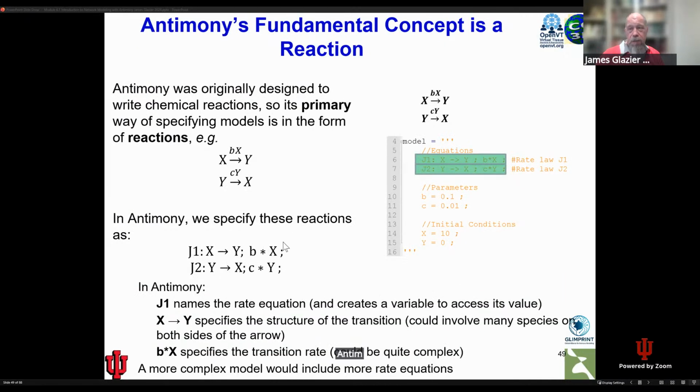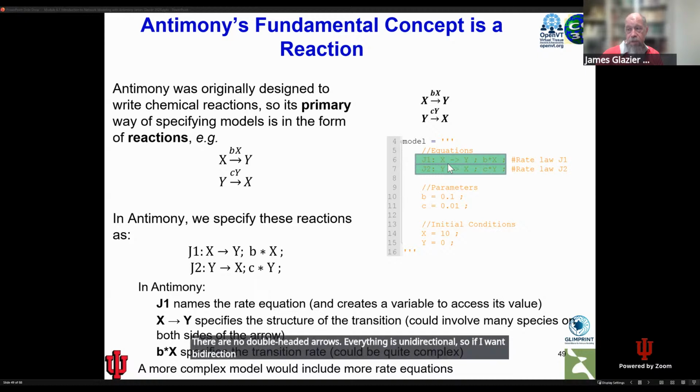Antimony was originally designed to write chemical reactions, so its primary way of specifying models is in the form of chemical reactions. X goes to Y at a rate Bx. Y goes to X at a rate Cy. There are no double-headed arrows. Everything is unidirectional. So if I want a bidirectional reaction, I have to write that as a forward reaction and a backward reaction.